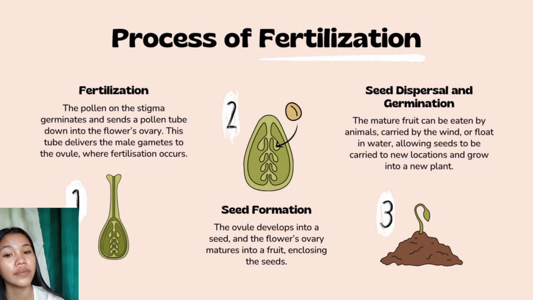Number 2, we have the seed formation. The ovule develops into a seed, and the flower's ovary matures into a fruit, including the seeds.